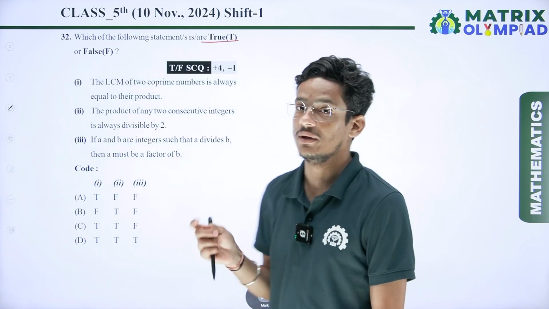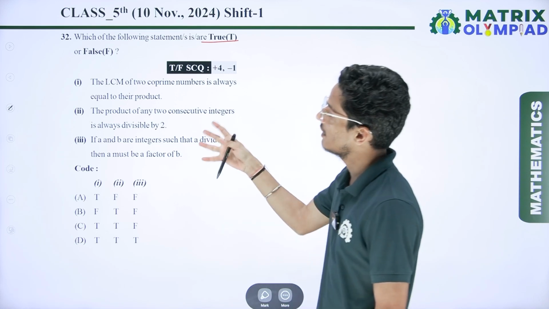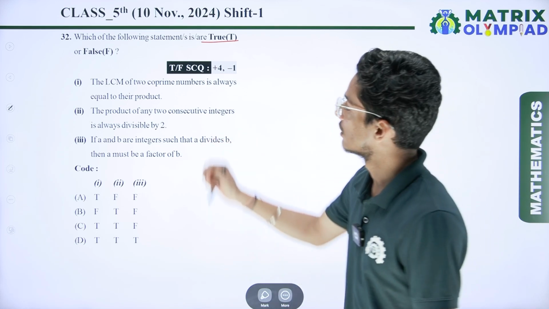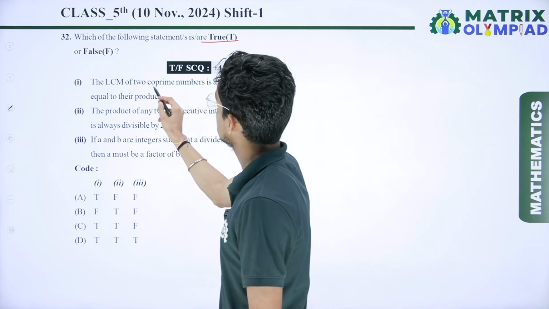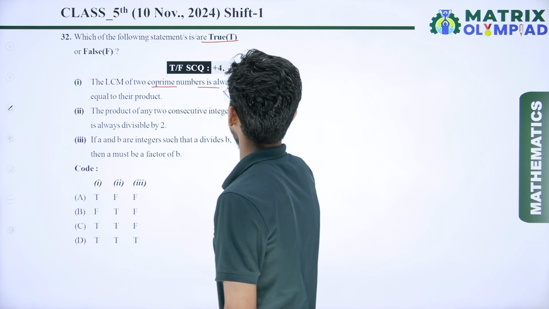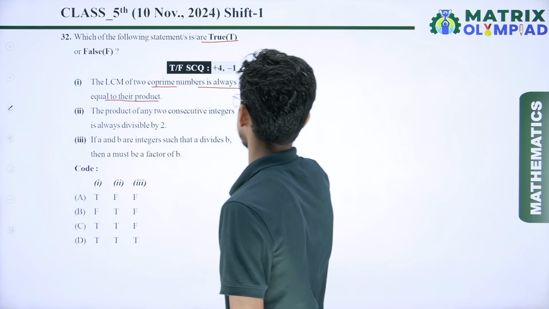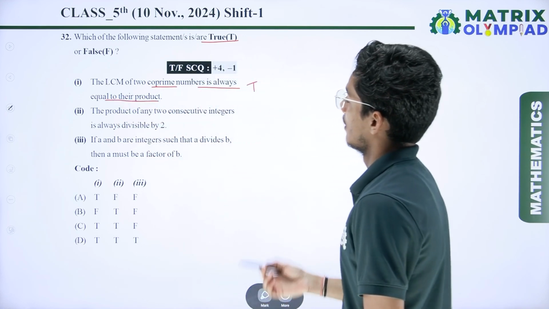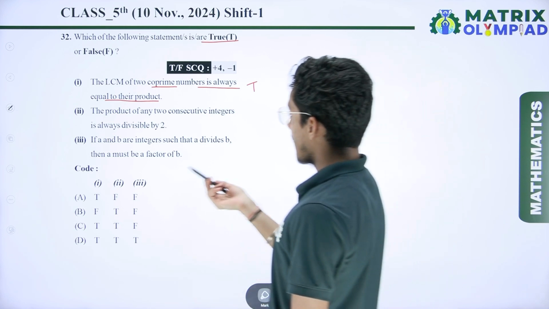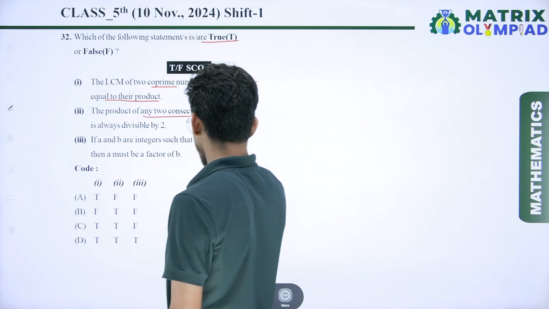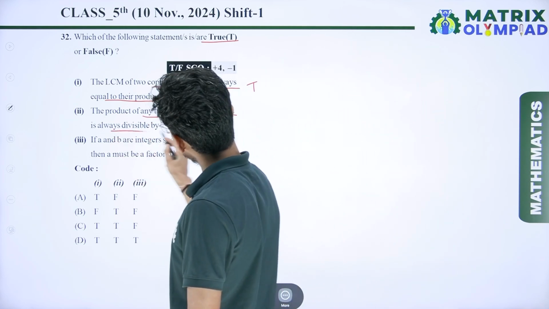So again we have given three statements and we have to find which one is false and which one is true. The first statement, that is the LCM of two co-prime numbers is always equal to their product. Yes, I can say that this one is true. If I talk about the second one, the product of any two consecutive integers is always divisible by 2.